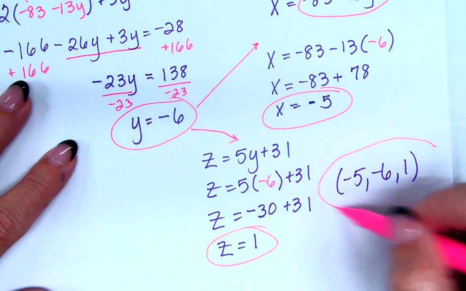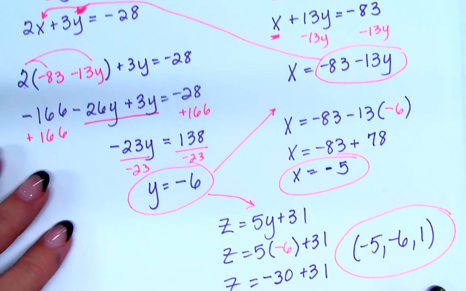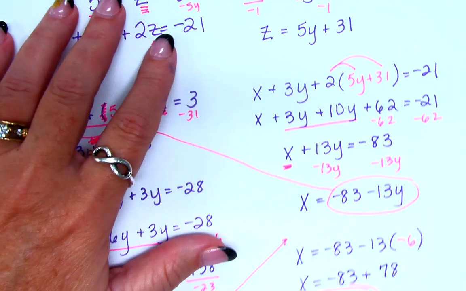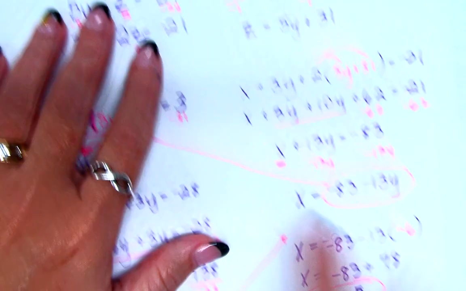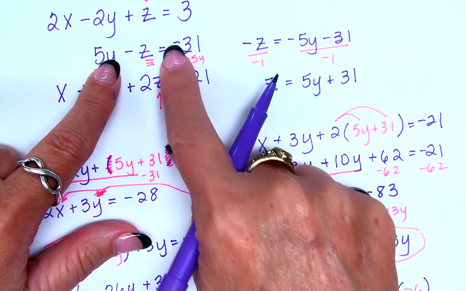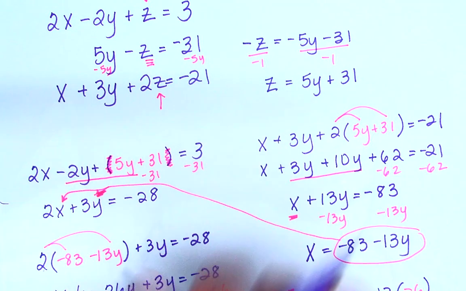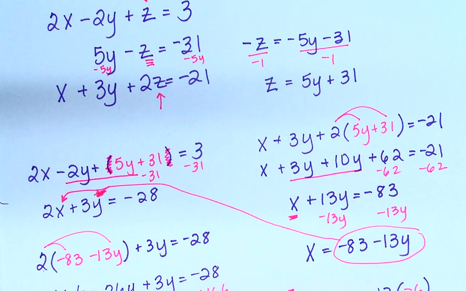And are you sure that that's the answer? Is there a way you could be sure that that's the answer? Plug it into all of them, right? Take x, y, and z and plug it in and see if that's 3. Take y and z and plug it in and see if that's negative 31. Take x, y, and z and plug it in and see if that's negative 21. Does that make sense? Do you have any questions about substitution?